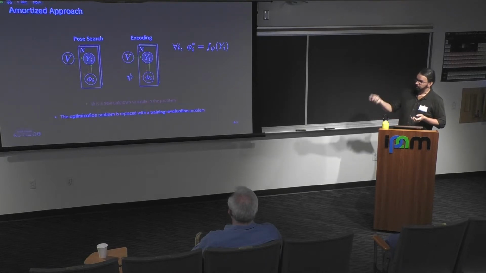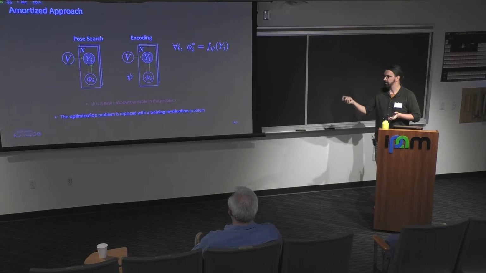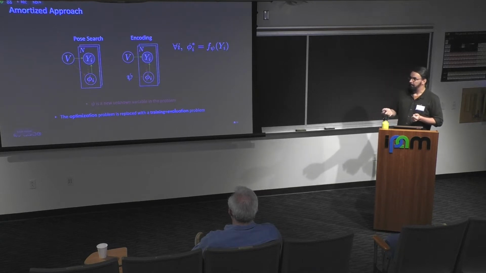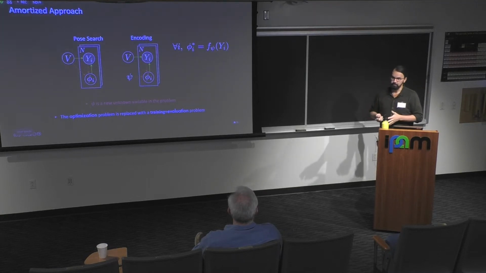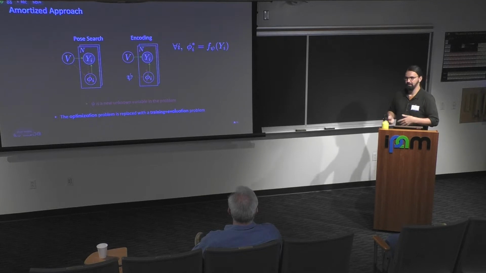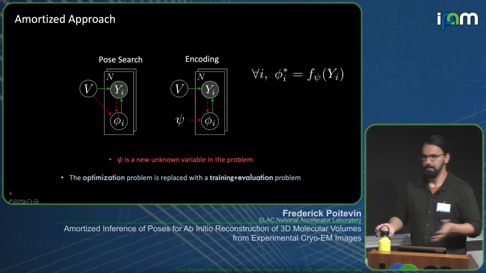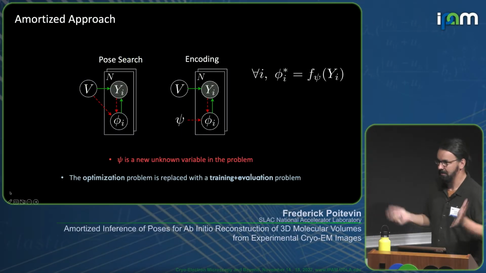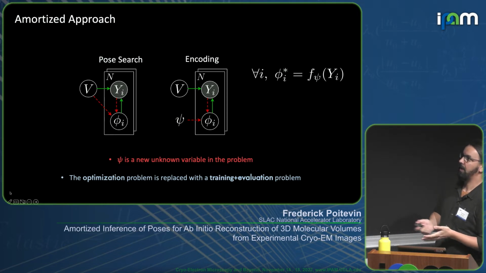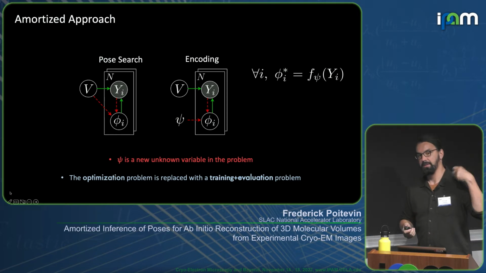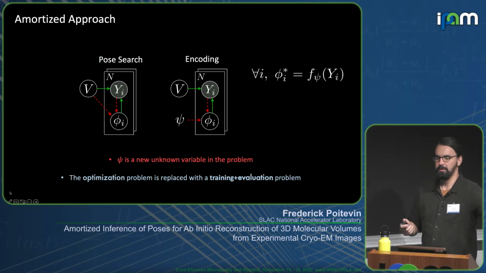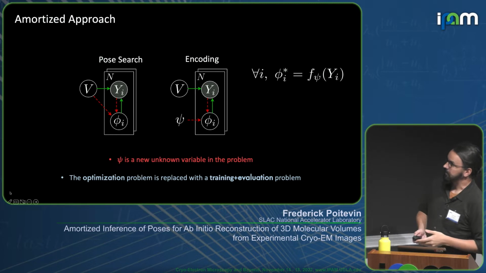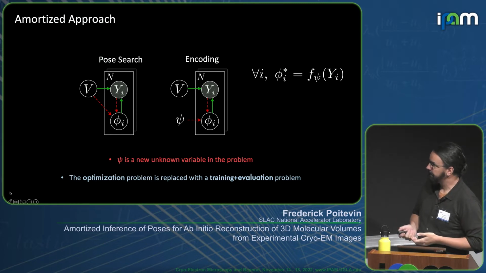So you introduce a new variable in the problem, which we call psi here. But you make the problem slightly easier by replacing a very computationally expensive optimization problem with a training and evaluation problem. If done well, the training could be complicated, but that's the idea of the amortized approach. And you amortize because at some point, once you know psi, maybe you'll know it in just a few iterations, and then you just need to evaluate it. So you don't need to go over the whole data set, for example.